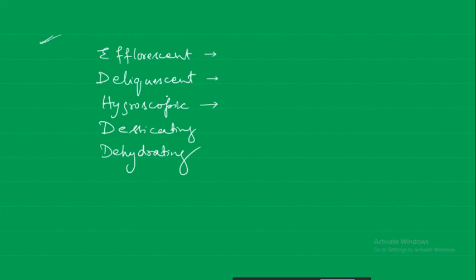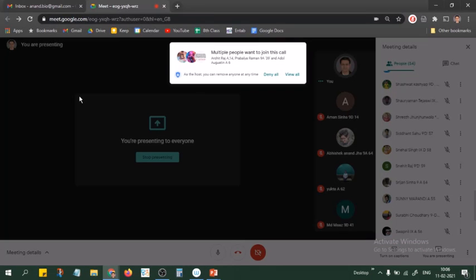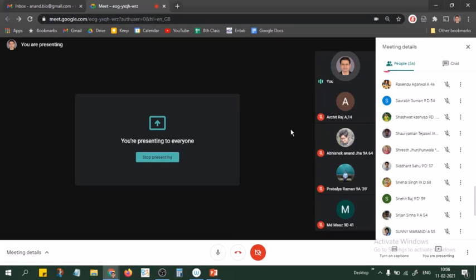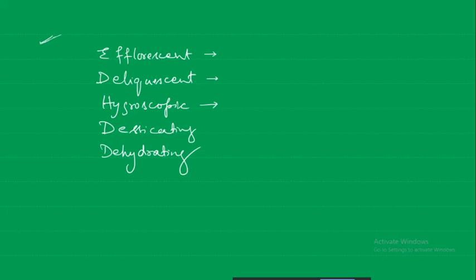So you have got my question. Mostly you will see that in certain packagings there is a small pouch. In that pouch there will be some kind of beads. If you read the label, it will be written as silica beads, for example. So the question here is, which kind of substance would you prefer to use for this kind of packaging? Would you use an efflorescent, deliquescent, hygroscopic, desiccating, or dehydrating substance?